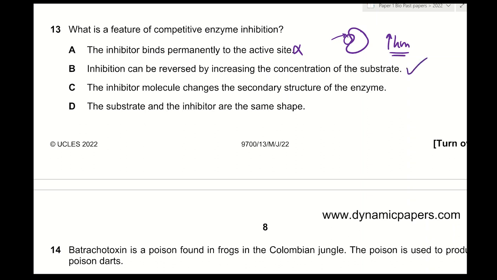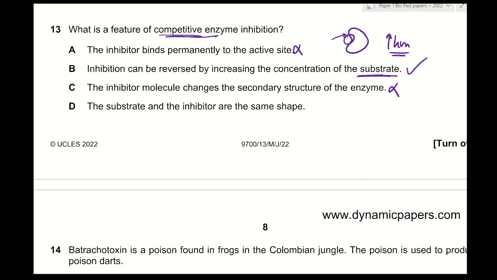The reason for this is if we increase the concentration of the substrate, this outweighs the effect of the competitive inhibitor. So this is correct. C, the inhibitor molecule changes the secondary structure of the enzyme. Okay, first of all, a competitive inhibitor does not change the secondary structure or any structure at all. So this is incorrect. It's the non-competitive inhibitor which alters the tertiary structure.